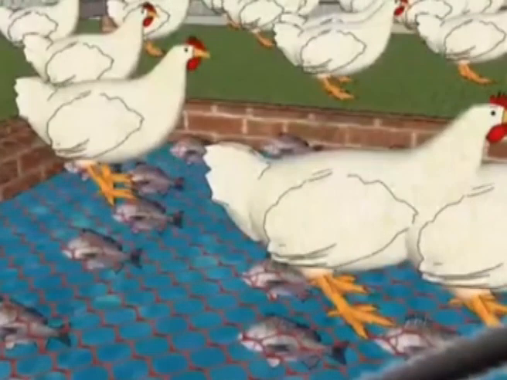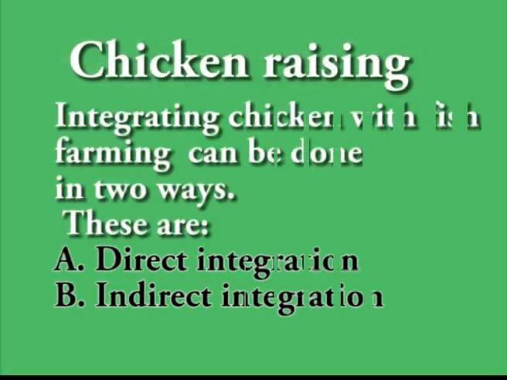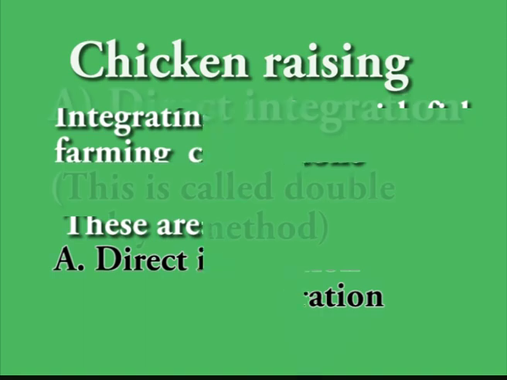Let's come to an important point, chicken raising. How to raise the chicken in integrated farming systems? Integrating chicken with fish farming can be done in two ways. These are direct integration and indirect integration. Let us see one by one.